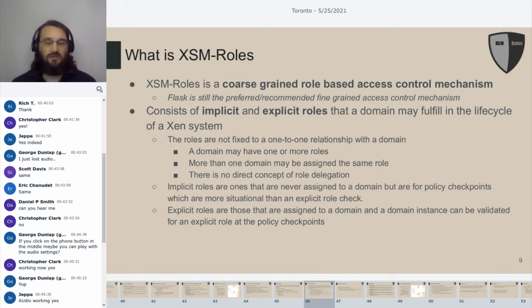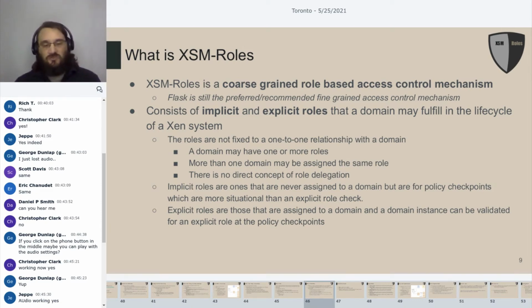We are not trying to create anything of finer grain control than just a basic role assignment solution. If you want finer grain, do not be using XSM roles to do that. This is where Flask is really the preferred and highly recommended option if you want much finer grain control over what domain has access to what resources in the Xen system.